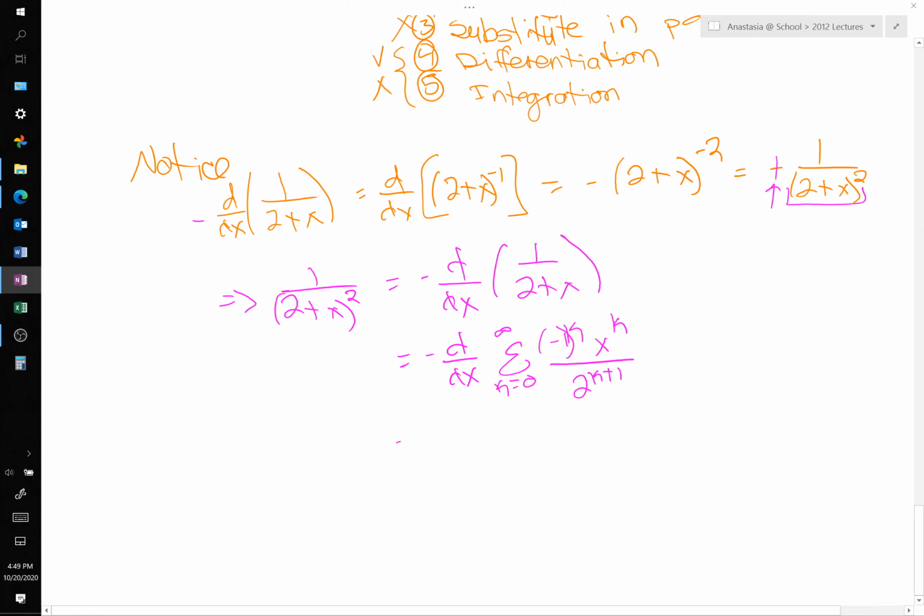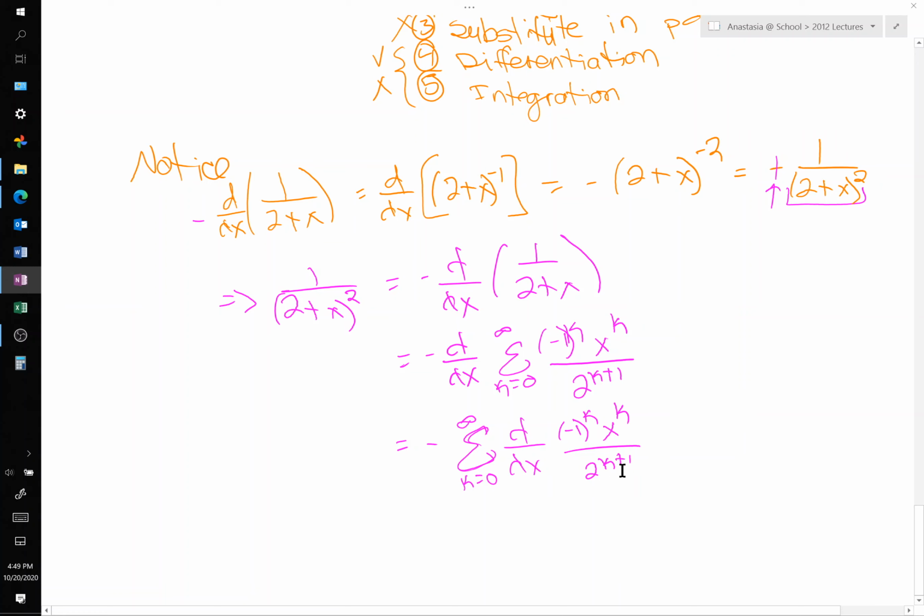So again, we are going to differentiate term by term, just like what we saw with the integration. We can split a sum with a derivative, so that means we can take this derivative and pull it inside of the sum. So we have the sum from k equals 0 to infinity of the derivative with respect to x of negative 1 to the k, x to the k over 2 to the k plus 1.